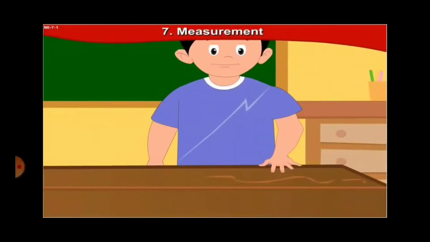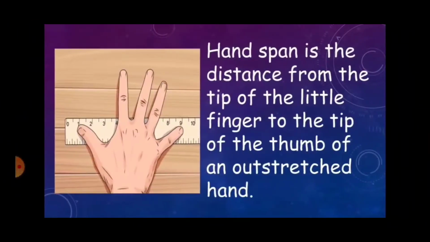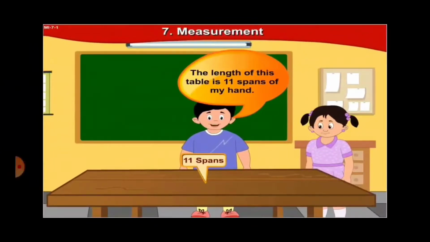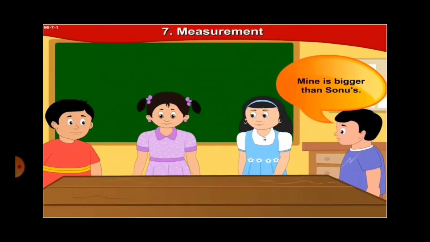Using the handspan, Nandu and Sonu were asked to measure the length of a table. Children, handspan is the distance between the tip of the little finger to the tip of the thumb of an outstretched hand. So when Nandu measured it with his hand, he got 11 spans. Sonu also measured and she got 12 spans. Now both measured the same table, but Nandu's hand is bigger than Sonu's, so it measured different.